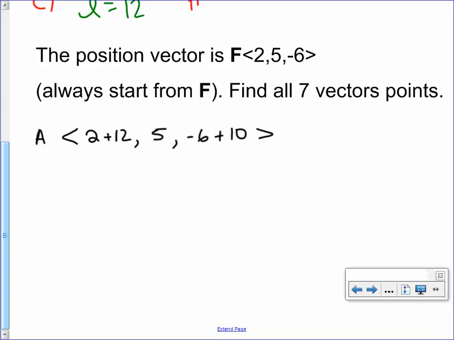Right? So vector A has the coordinates 14, 5, and 4, like so. Make sense? Okay. No? Let's try it again.